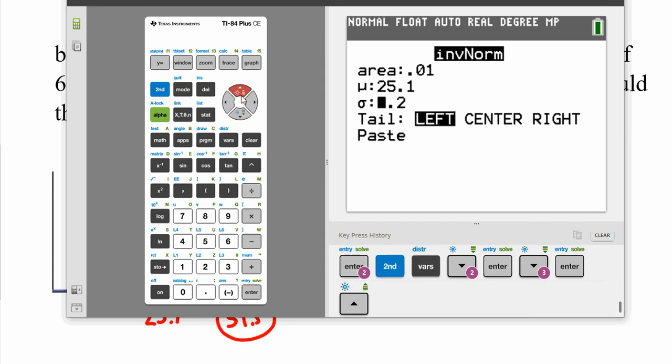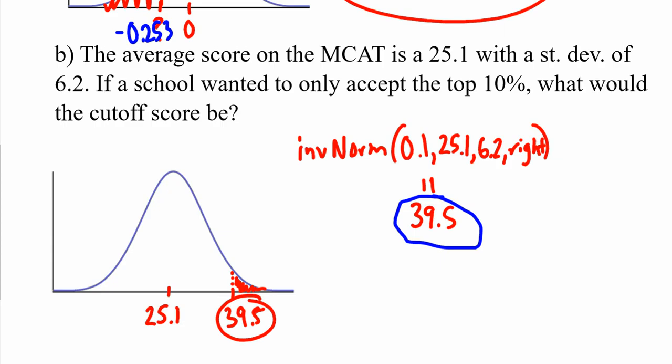And so if you did this with a left, you'd have to change this to be, ooh, I just did that wrong. I'm sorry, that was 0.01. We wanted to run 0.1. Did I write that incorrectly? We want a top 10%. Yep, I did that incorrectly. It's not 39.5. Good thing I checked.